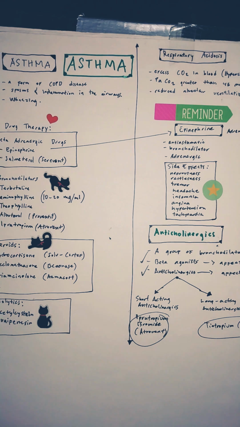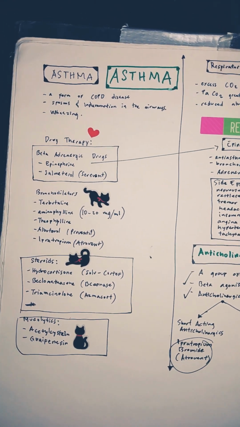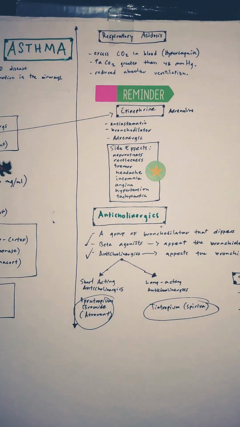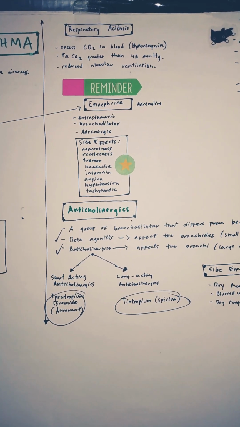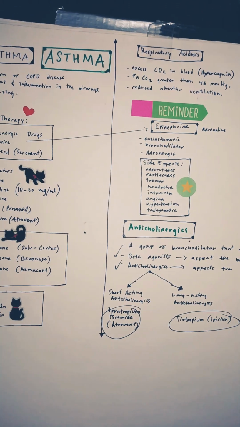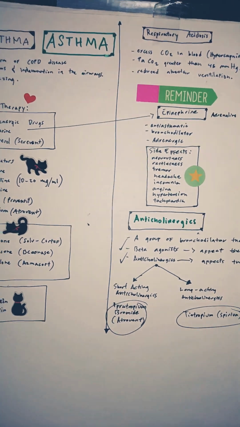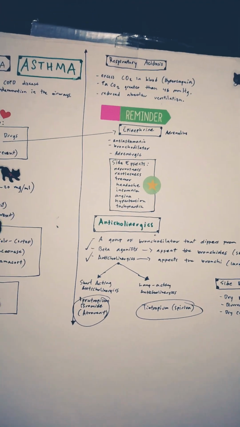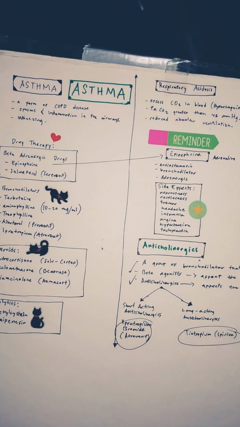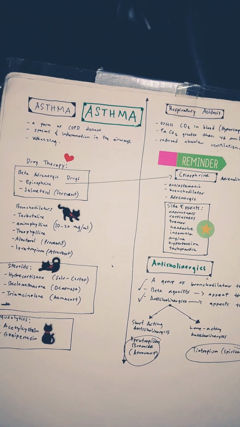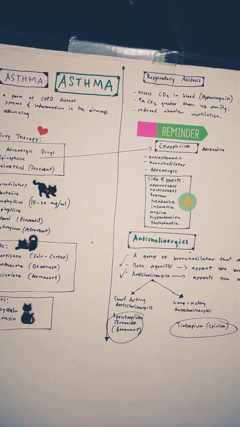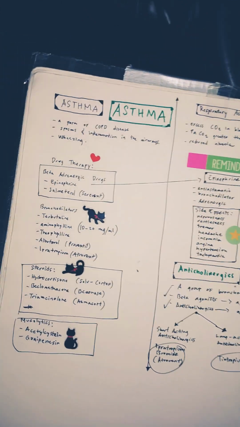Now, when we talk about some of the most common bronchodilators, they have what we call anticholinergic effects, right? Anticholinergics basically is a group of bronchodilators that differs from our beta agonist, like I mentioned before, because beta agonist usually affects the bronchioles, or basically the small airways in the respiratory system. On the other hand, anticholinergic affects the bronchi, or the large airway in the respiratory system, right?